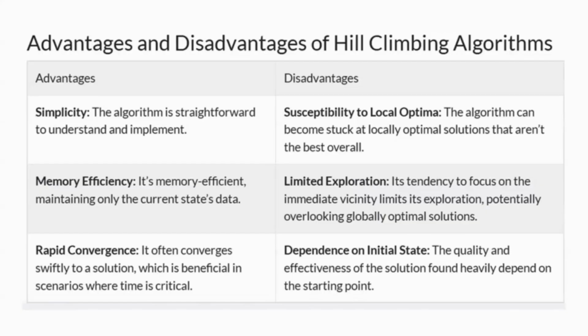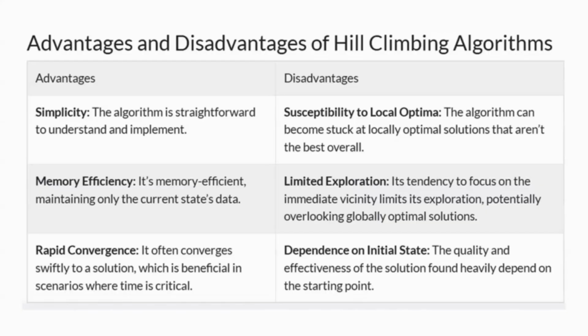So if we have a local maximum, there also exists a global maximum, right? This is one of the major minus points. Then limited exploration, because it only considers the immediate neighbors. It has a very limited scope of exploration, so this can lead to overlooking a globally optimal solution that requires moving through a temporary worse state.